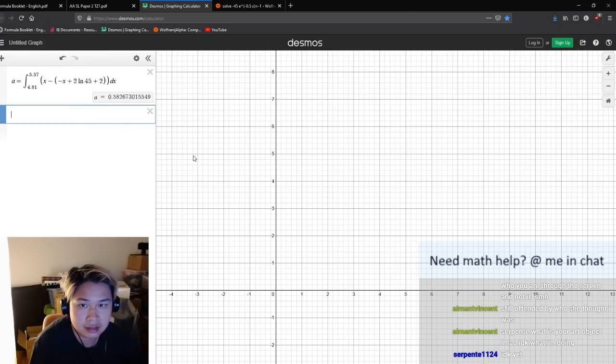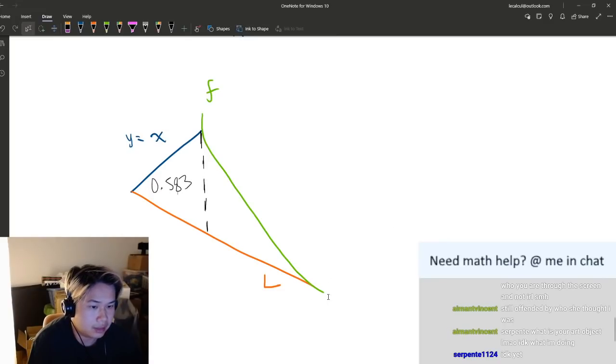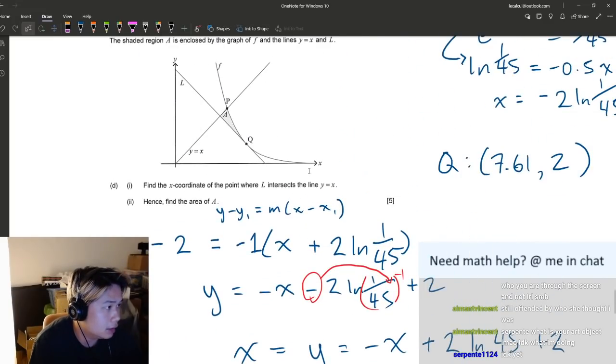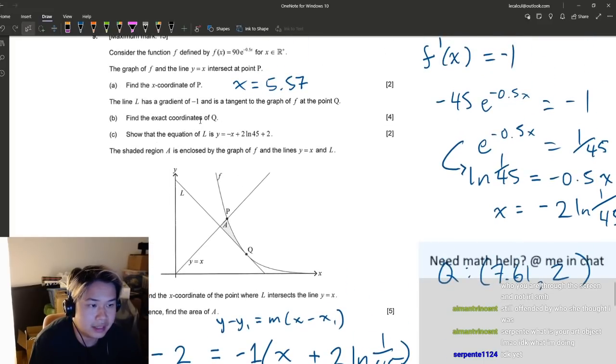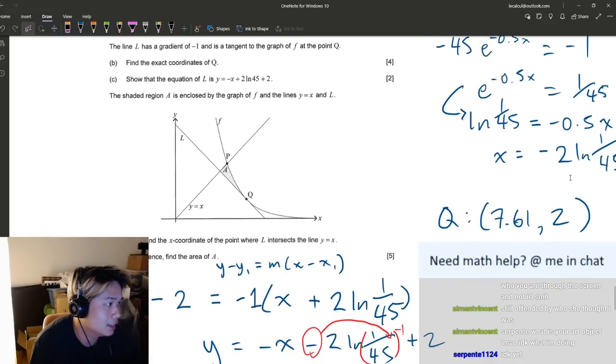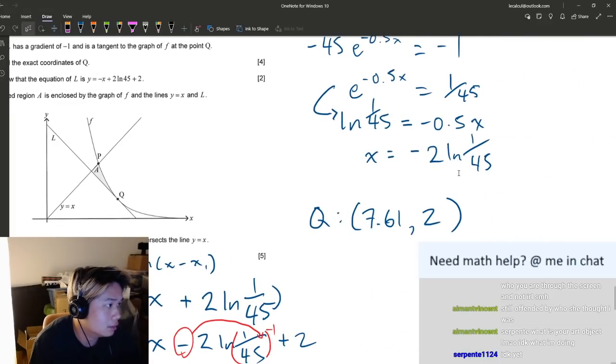A equals this. Okay. Then I'm going to calculate B, which is the second integral. So it's from 5.57 to this coordinate right here, which I think they call Q, right? Oh, find the exact coordinates of Q. Oops, I didn't read that. That's why they had this answer. I should read questions more carefully.